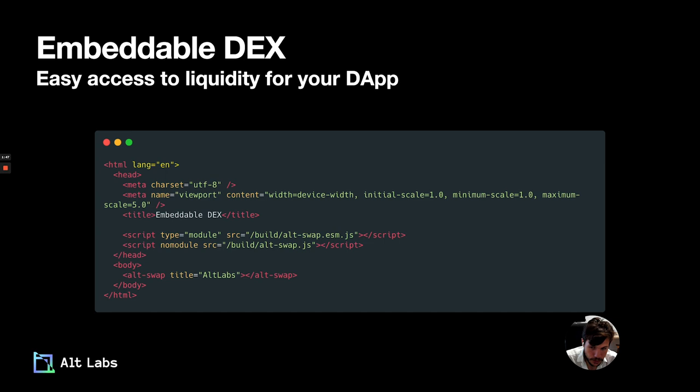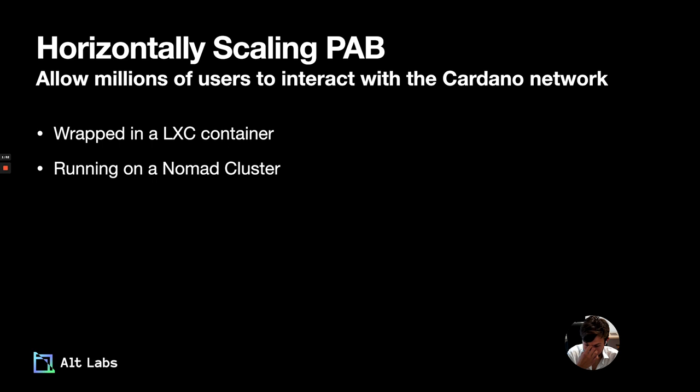The next problem that AltLabs focused on was horizontal scaling of the PAB. We believe that scaling in general is going to be very important for Cardano, but this is also very important for any other blockchain because in general, blockchains by default are not very good at scaling.